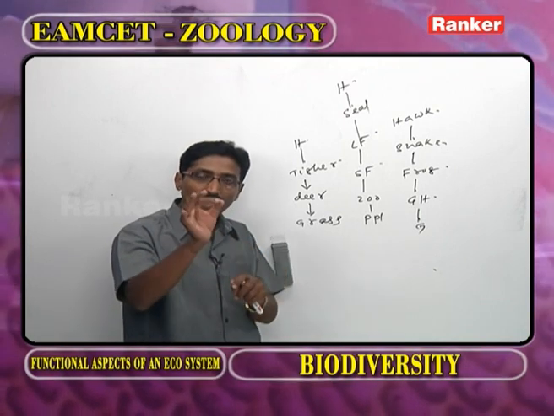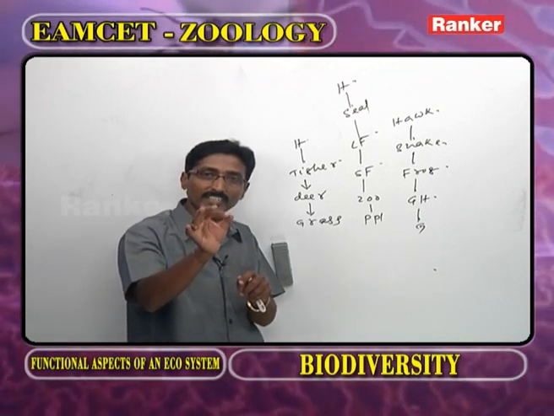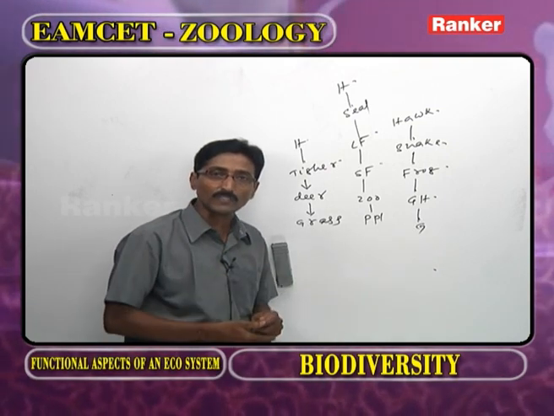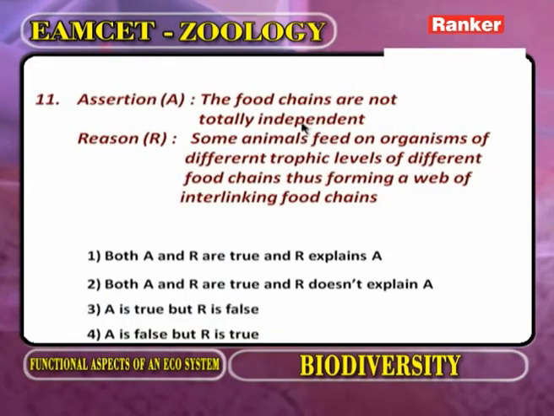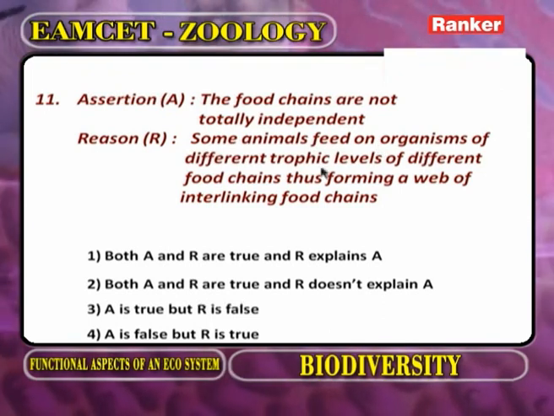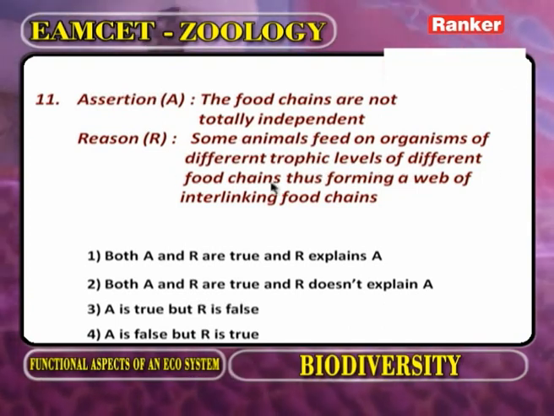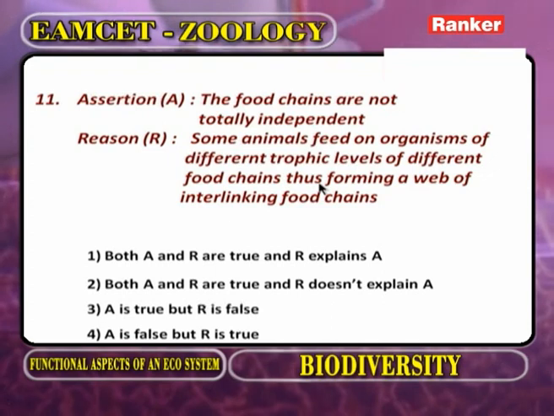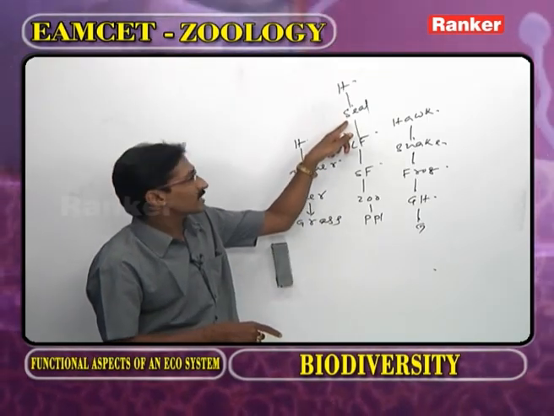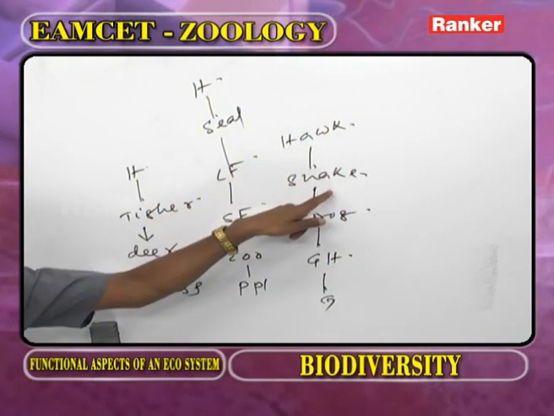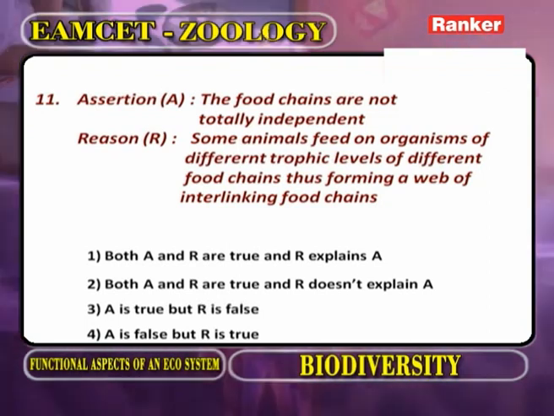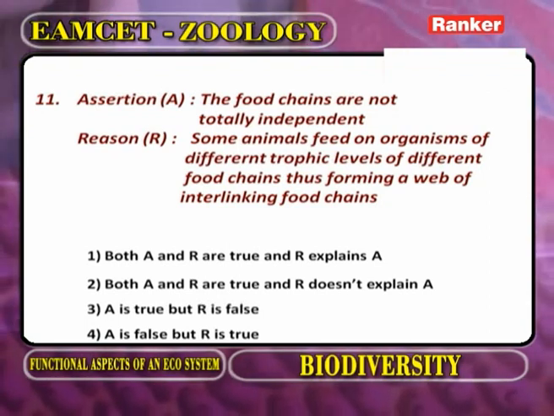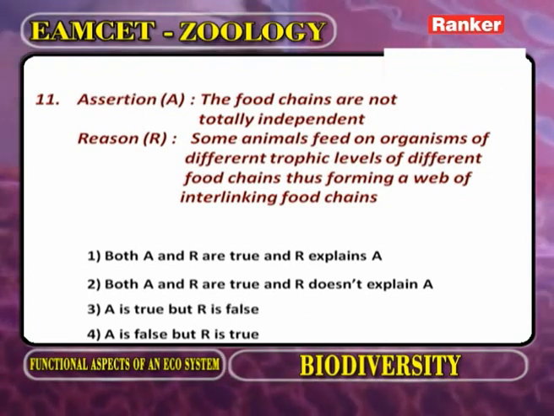Among these food chains, an inseparable association in the form of a net, we call a food web. Now based on this information, assertion: the food chains are not totally independent. 100% correct. Reason: some animals feed on organisms of different trophic levels of different food chains. Now in this food chain, the hawk eats the tiger. The same hawk in this food chain eats the seal. The same hawk eats the snake in this food chain. Now some animals feed on organisms of different trophic levels of different food chains, thus forming a web of interlinking food chains.